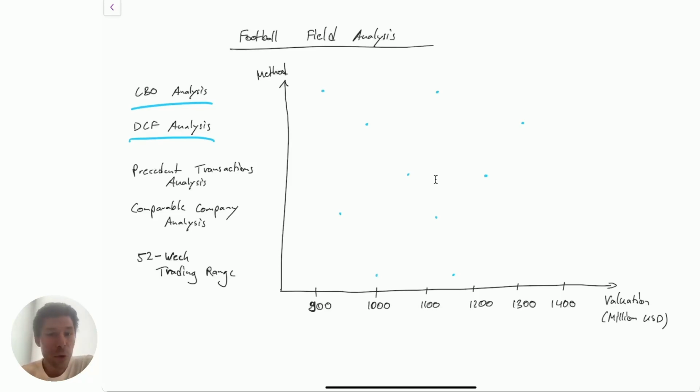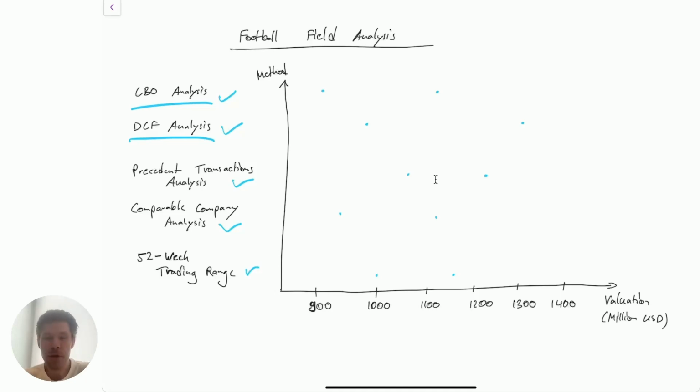So if we look at LBO, for example, this is an estimated value based on a financial buyer's expected return. DCF, as you may know, estimates the intrinsic value based on future cash flows. Precedent transaction analysis uses valuations from similar M&A deals. Comparable company analysis values a company based on similar publicly traded firms. And then the 52-week trading range basically shows how the stock has traded over the past year.